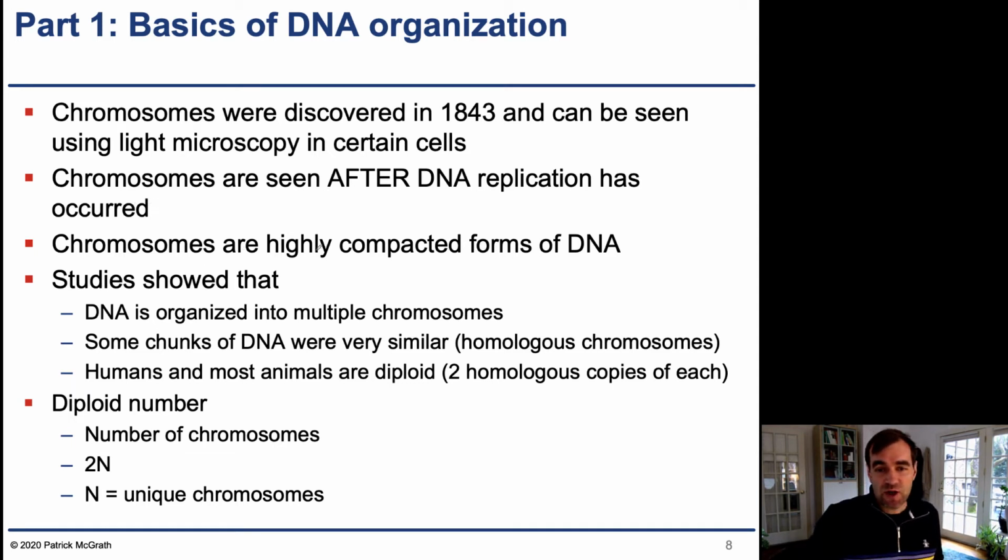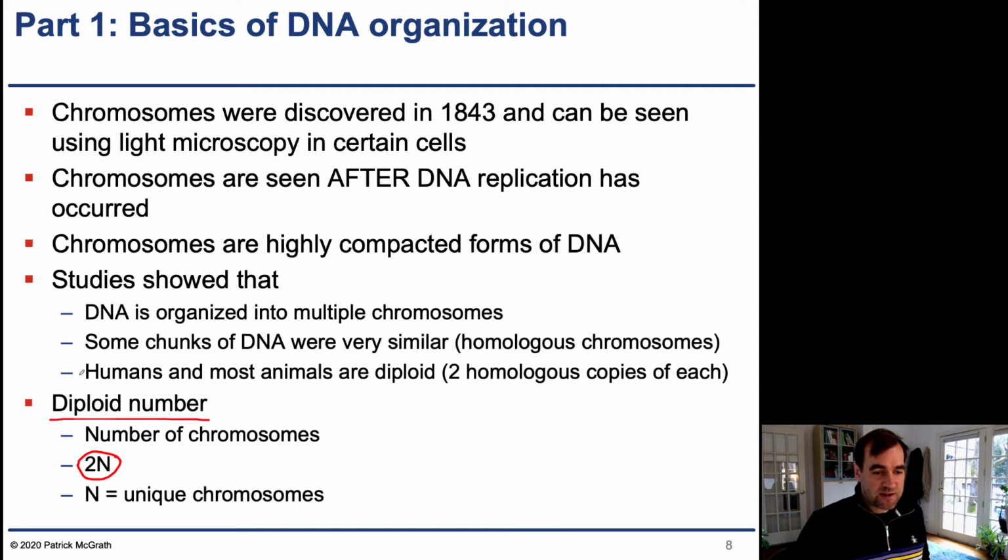So chromosomes are highly compacted forms of DNA. The DNA gets more and more condensed. Studies showed that DNA is organized into multiple chromosomes. Some chunks of the DNA were very similar. Humans and most animals have 2 copies of each chromosome, and this is where the name diploid comes from. We have 2 homologous copies of each chromosome. So the diploid number is equal to 2 times n.